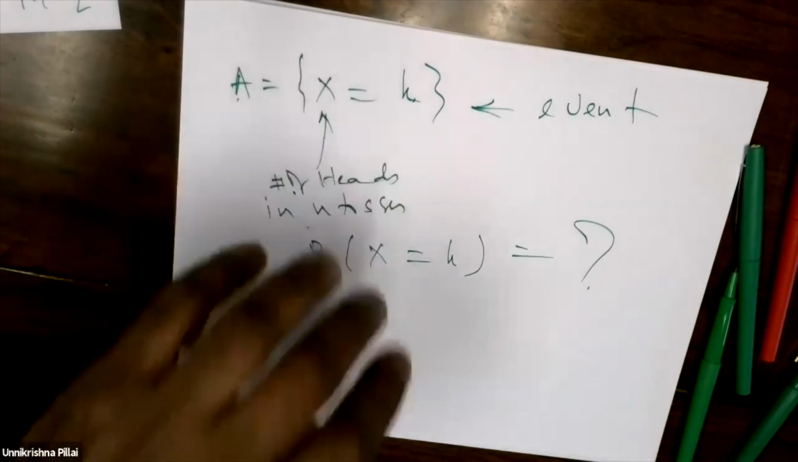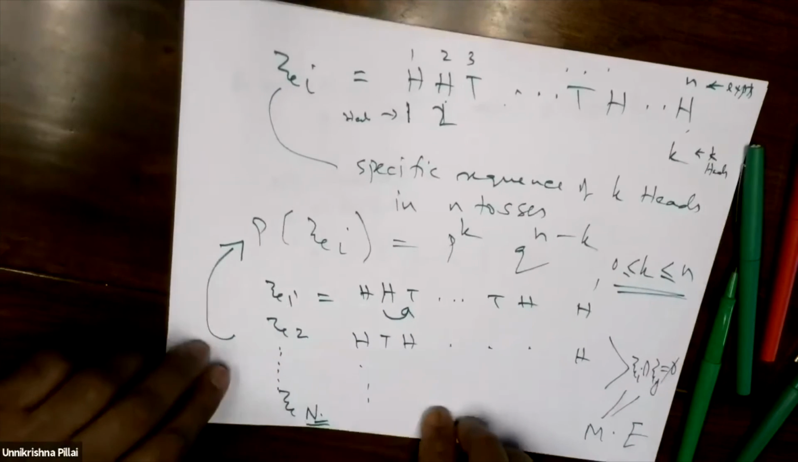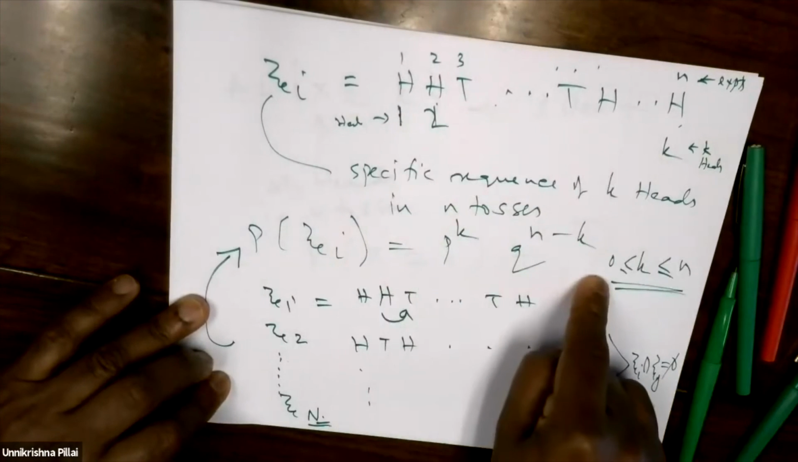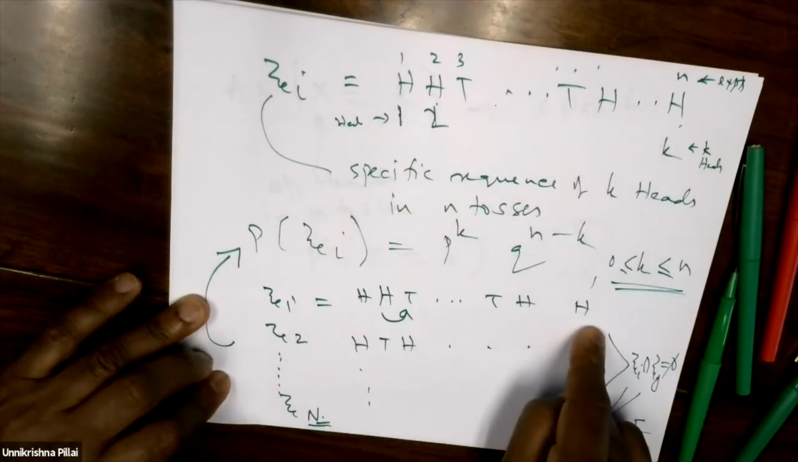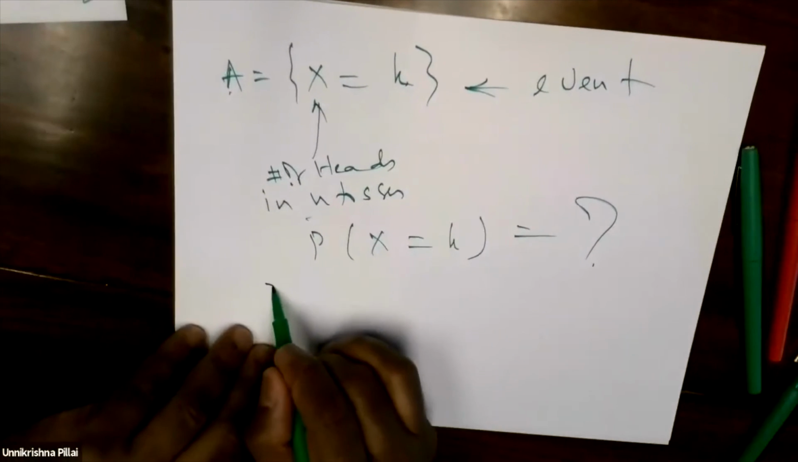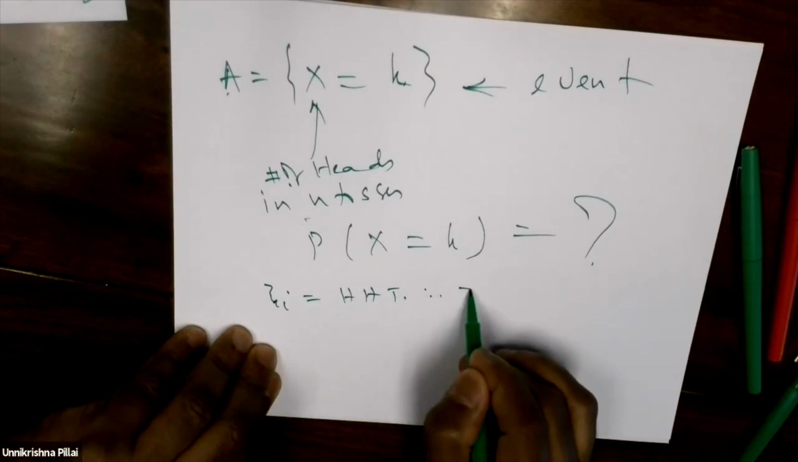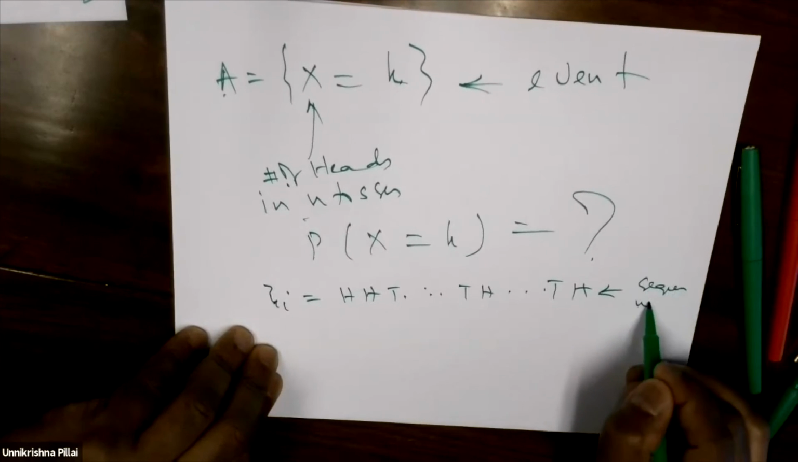So you see where we have come. This is a complicated event. As I said, this is the whole point of this course: to compute the probabilities of complicated events from simpler things. If you go back a couple of slides, the probability of any specific sequence with k heads, we know. But this is not x equal to k. This is just one sequence with k heads.